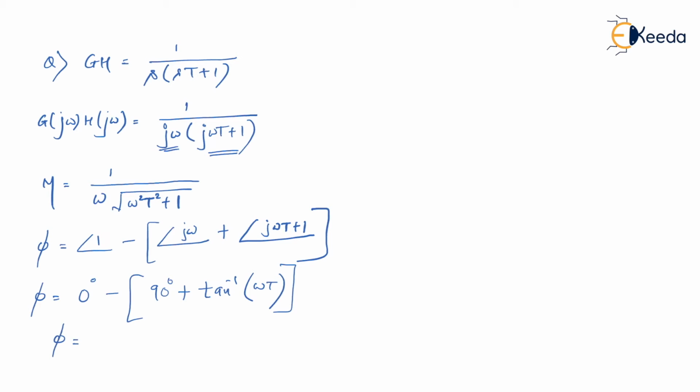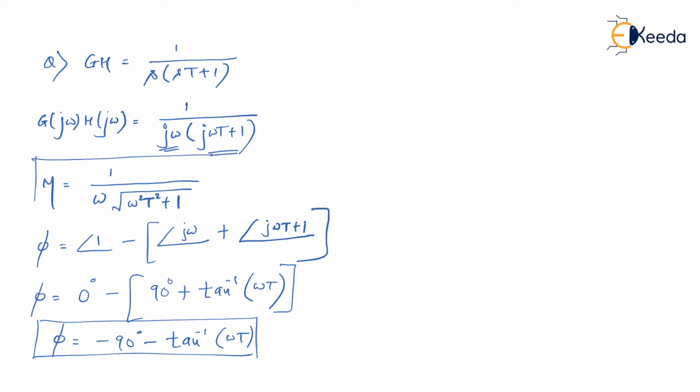So what we have, the final phase angle, it is minus 90 degree minus tan inverse of omega t. This is the final phase value. This is the final magnitude value. Since I know the magnitude, since I know the phase, what I need to do? Only one thing, that I have to substitute omega equal to 0, omega equal to infinity. Let's do that. So let us substitute omega equal to 0 first.